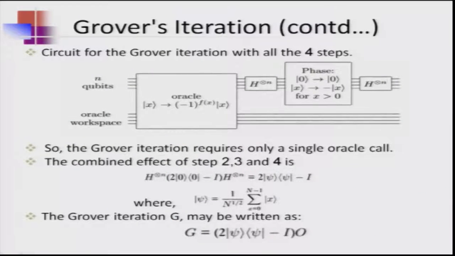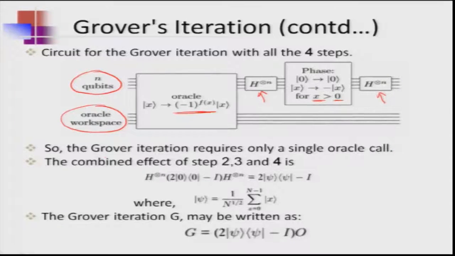If you want to write it in terms of a circuit, the Grover iteration with all the 4 steps that we just mentioned looks like this. We have the n qubits which need to be loaded up. Then we have the oracle workspace that we have just discussed. Inside the oracle, it undergoes a transform where the functional decision as to whether the function value is 1 or not is being found, so that you apply the oracle and get the solution. And then you again do a Hadamard transform, apply the phase shift around the mean. About 0 it means the same. It means that it is actually doing an inversion about the mean, and then apply the Hadamard transform again.